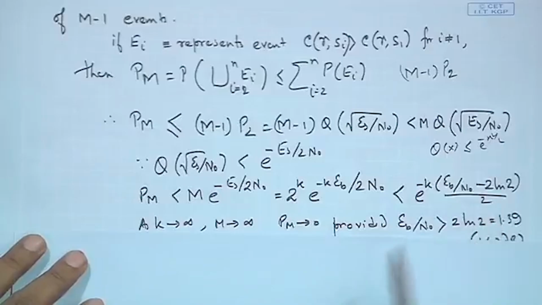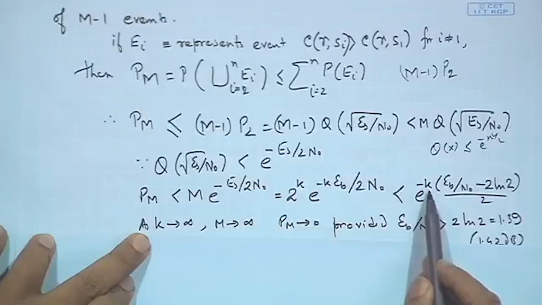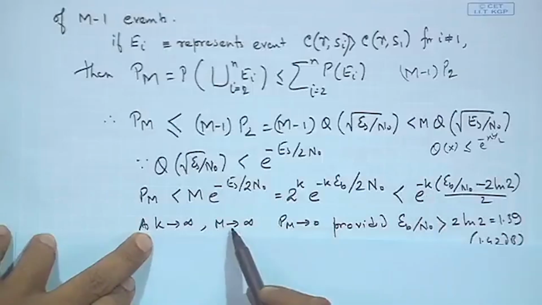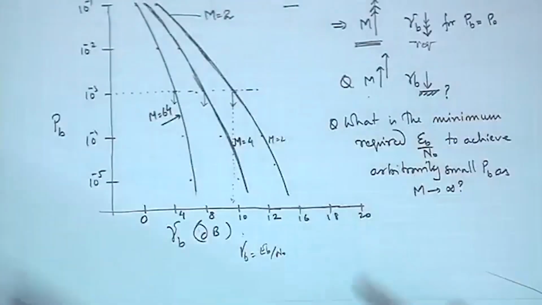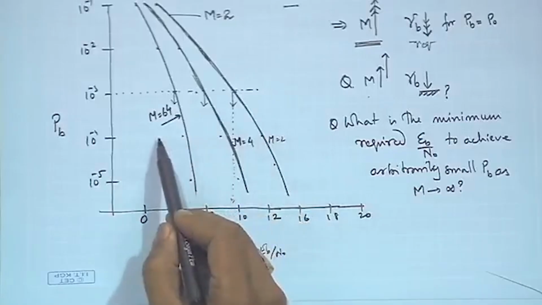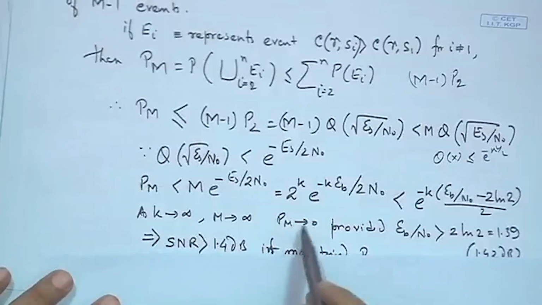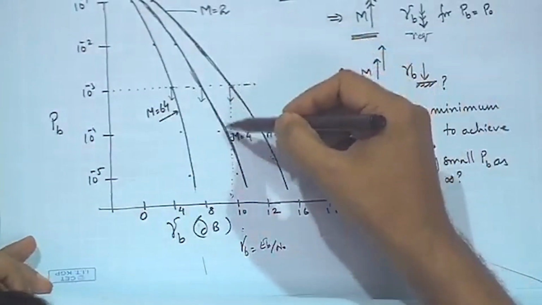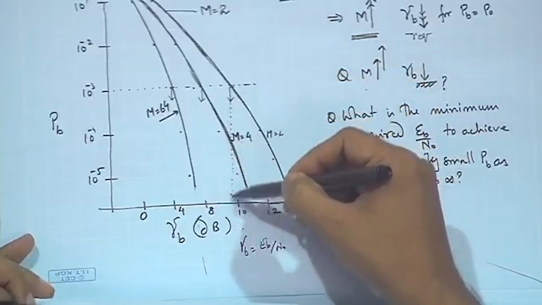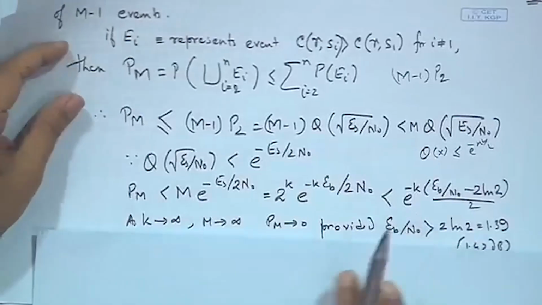So, from this what we can see is as k tends to infinity, as k becomes very, very large, that means m becomes very, very large, that means we are going in this direction on the curve as m is increasing. So, as k becomes very, very large, P m tends to 0. Again going back to this figure, you could also view it as m going from 2 to infinity, the probability of error goes to 0. We can see that from here also.